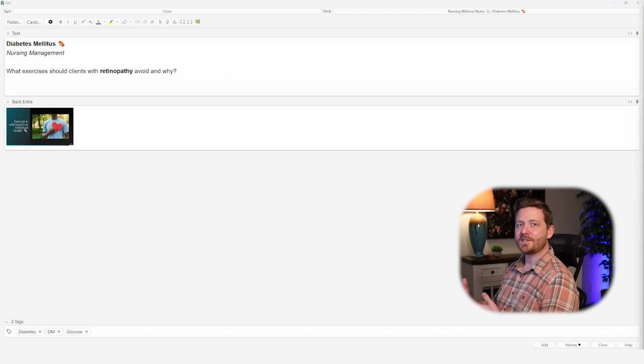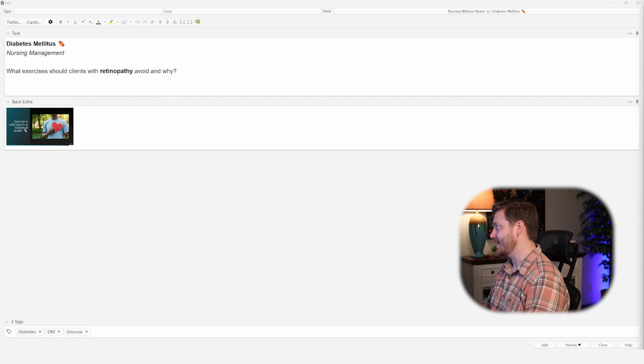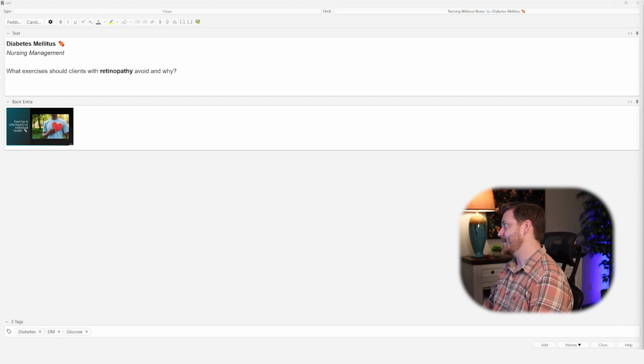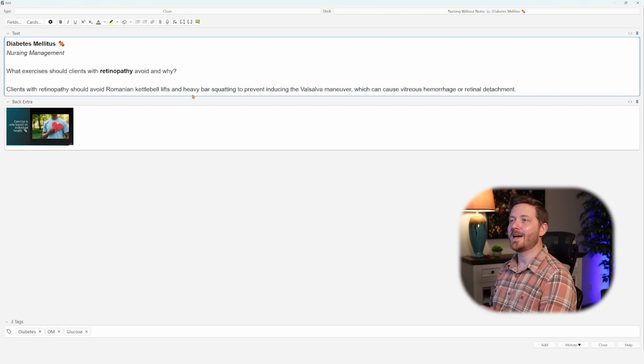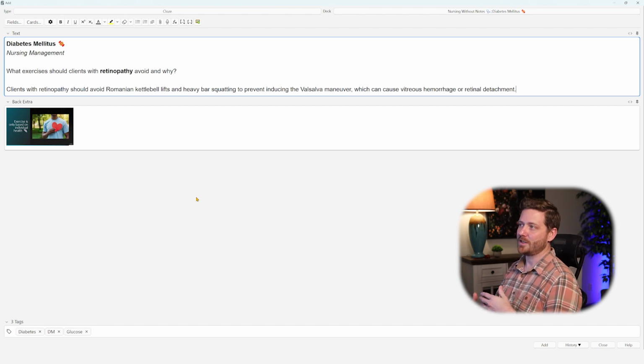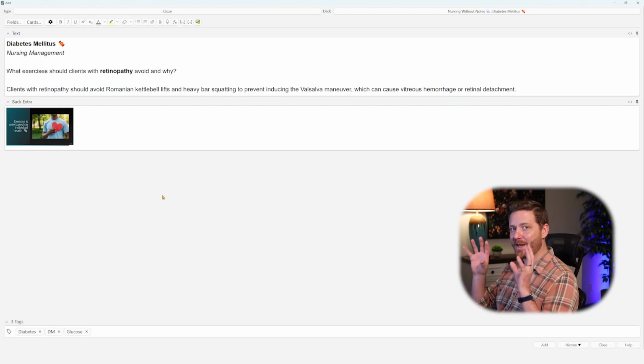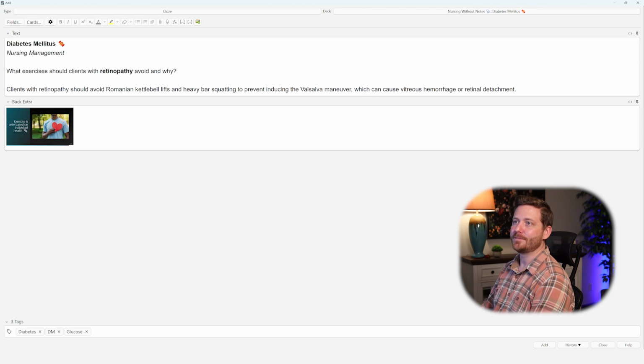avoid. I just added those 2 exercises in as an example because they might be something you do know or maybe don't. It's not really the specific exercises we're concerned with. It's just we don't want to inadvertently do that Valsalva maneuver, which is going to put pressure in the eyes. And so we want to avoid that.